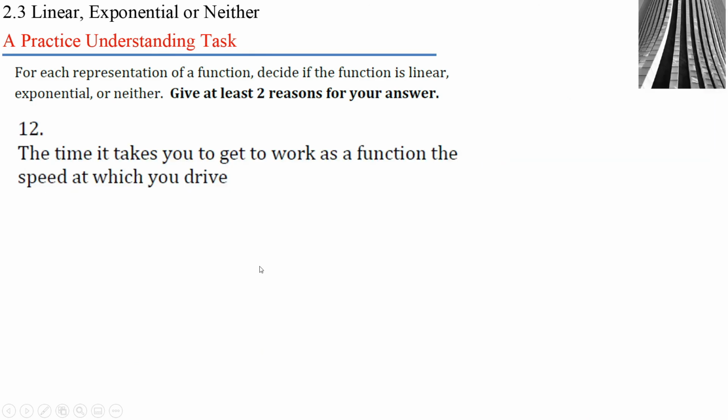Okay, number 12. The time it takes you to get to work as a function. Ooh, there's a typo in your curriculum right here. I think that should be as a function of the. So let's put a little of right there. See, even doctors at Stanford University make typos. That's okay. Of the speed at which you drive. Not a lot of information right here. The time it takes you to get to work as a function of the speed at which you drive.